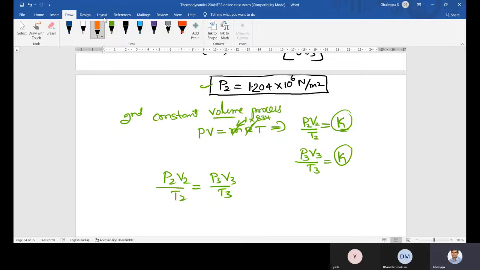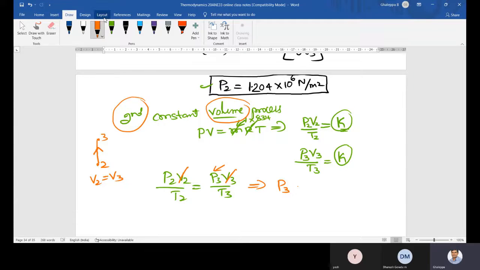Which terms get cancelled? In the second process, constant volume, that is point number 2 and point number 3 are at constant volume. V2 is equal to V3. Second process, so V2 and V3 both get cancelled. So the only unknown is P3. So write down the equation for P3.